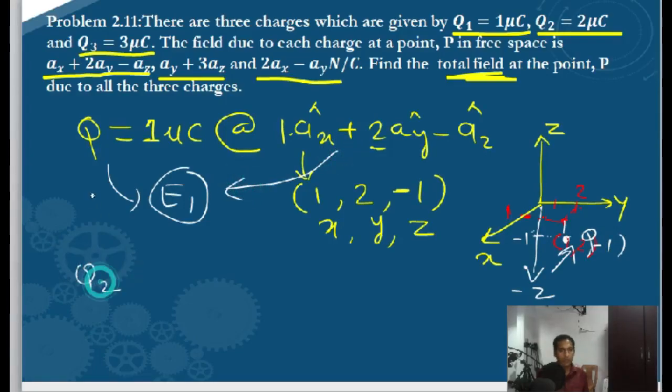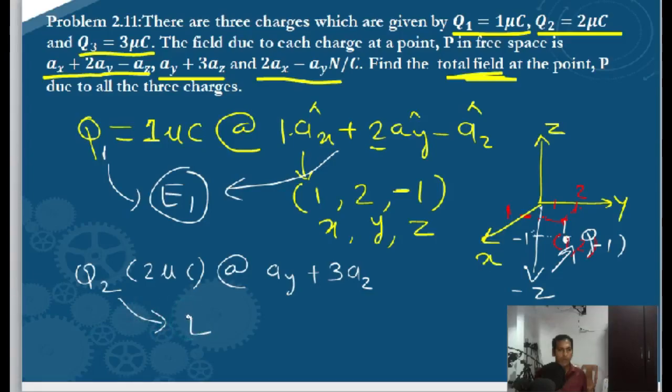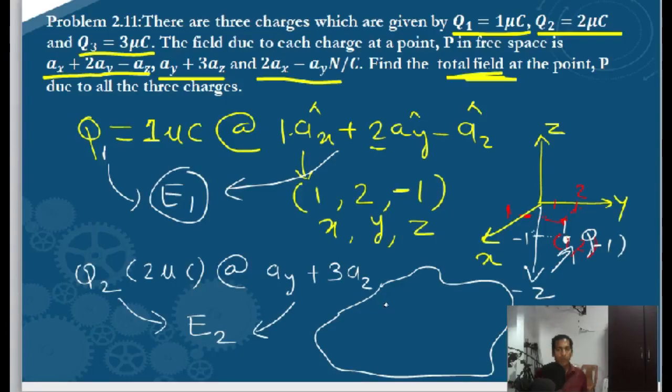The second charge is Q2. Q2 is 2 microcoulomb. Where is it present? It is present at Ay plus 3Az. Let us call the electric field intensity due to this one E2. Similarly, we will call E3 the field of Q3. Q3 is defined as 2ax cap minus ay. Let us consider its electric field intensity as E3.